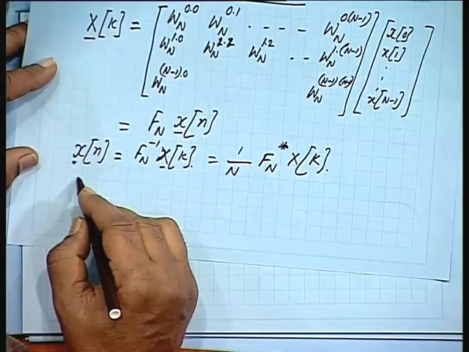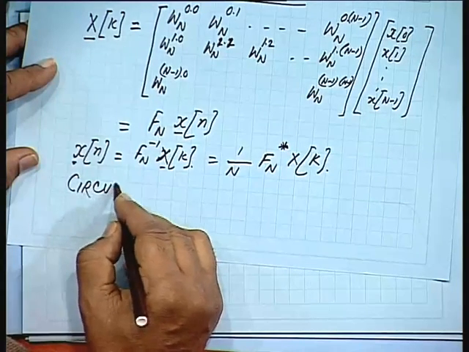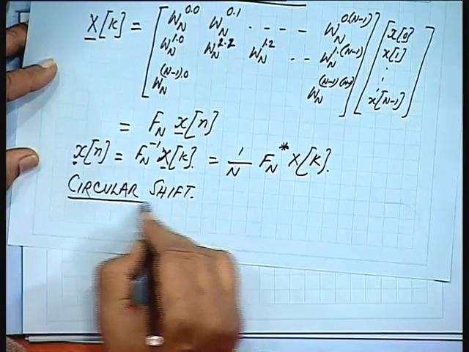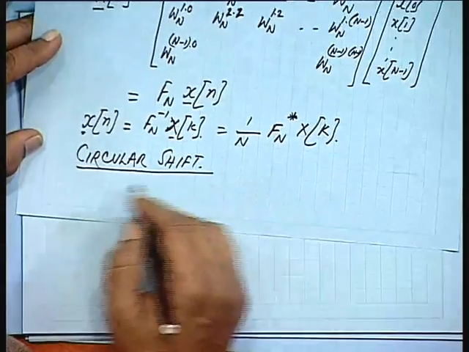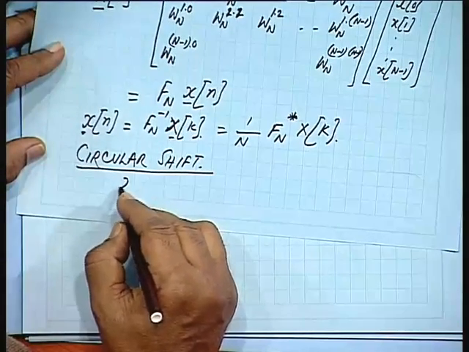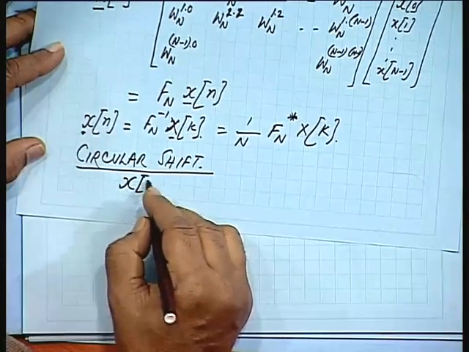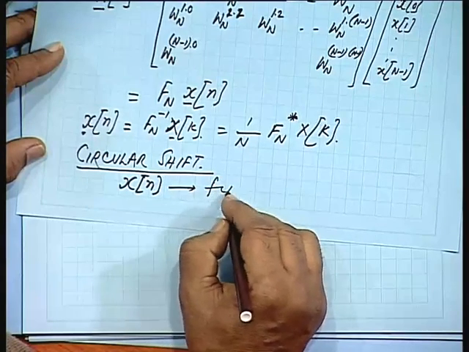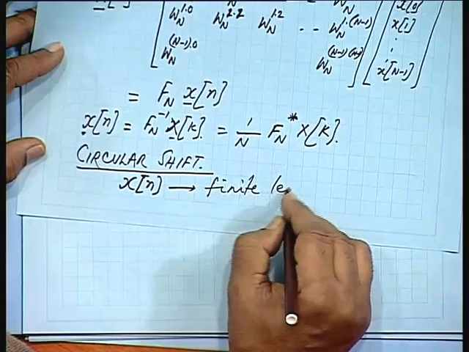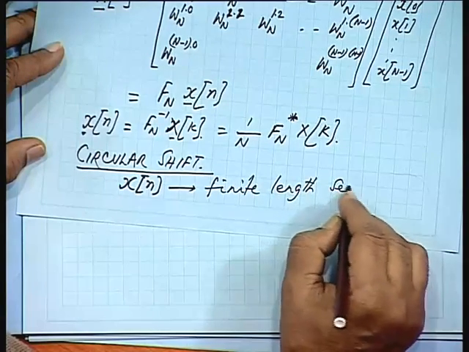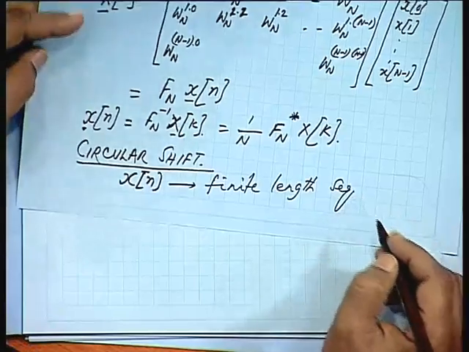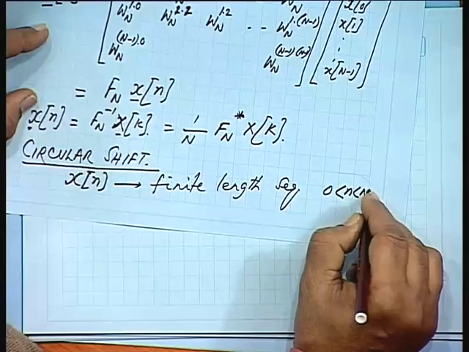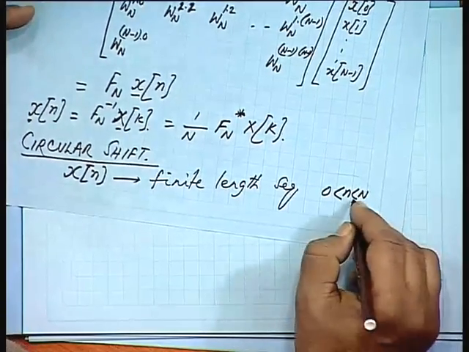Now, we will discuss circular shift. The other day, we discussed a little about circular shift of a sequence. See, x(n), if it is a finite length sequence, then say between 0 and n.